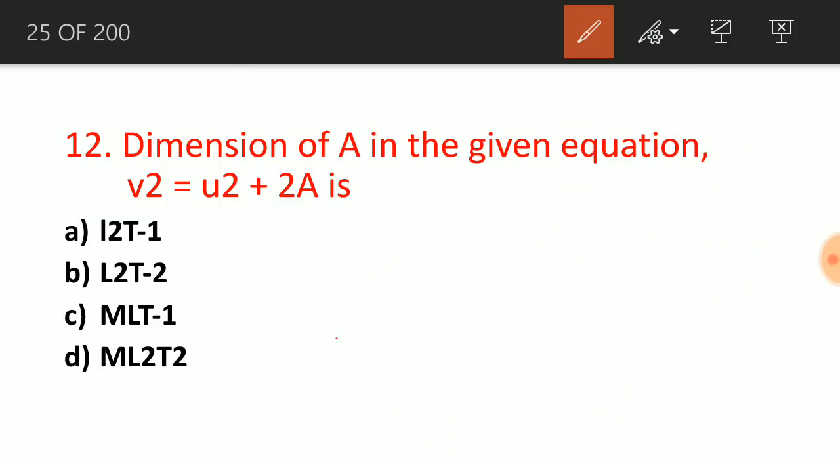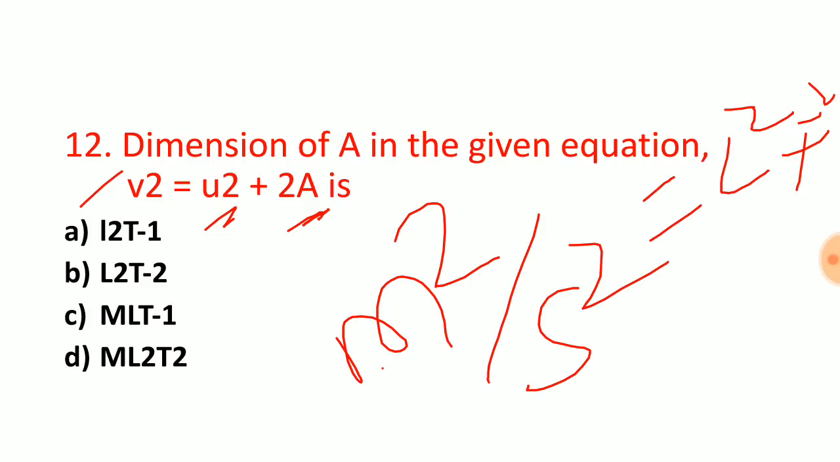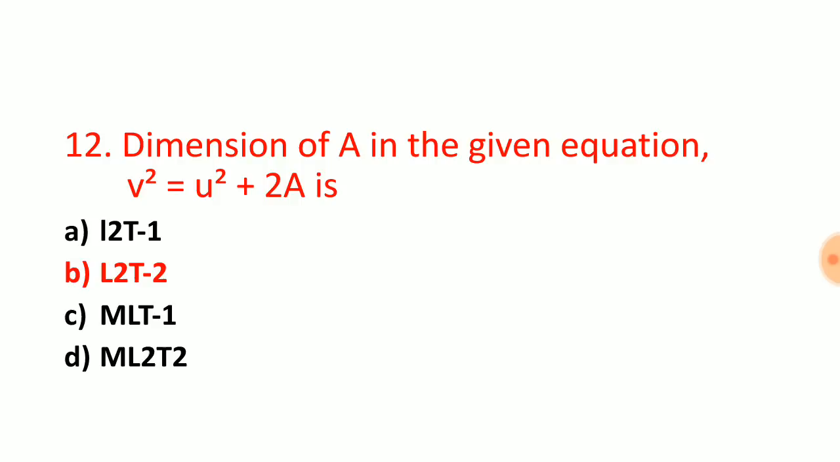Here we need to find the dimension. For dimension we must find the unit. Unit of A B is meter square per second square, because of the principle of homogeneity. It should have the unit of U square or V square, and meter square means length square, and second square means T square but minus 2. So option choice B is the correct answer for question number 12. L square and T minus 2, that is L power 2 and T power minus 2.